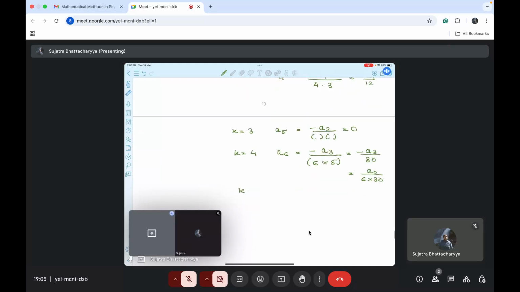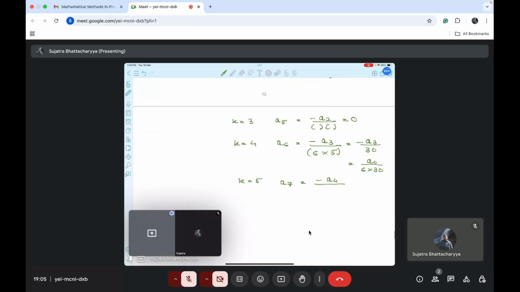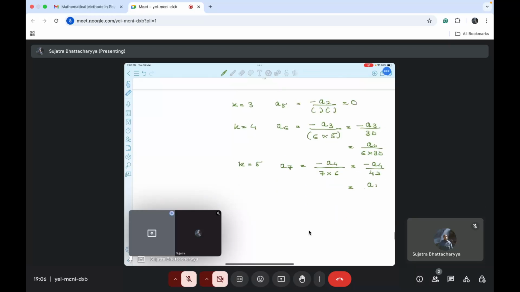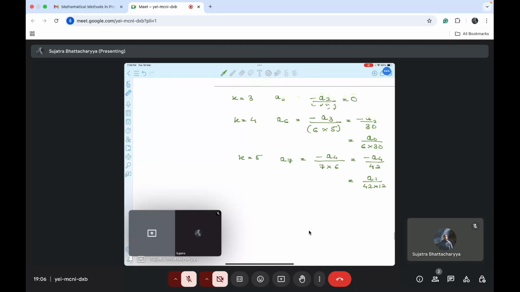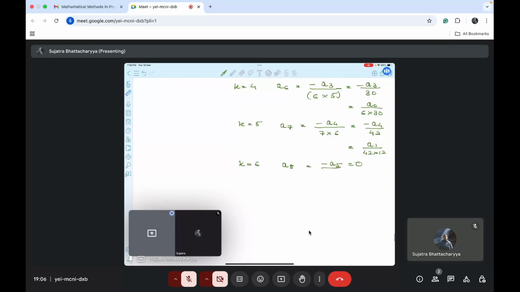Done. K is equal to 5 will be A7, which is minus A4 divided by, I think, 7 into 6. So it will be minus A4 by 42. And A4 is minus A1 by 12. So it will be A1 by 42 into 12. Similarly, now K is equal to 6, A8, which is nothing but minus A5, which is 0. A5 divided by something will be there, definitely.